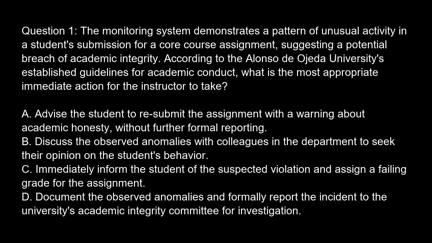Advise the student to resubmit the assignment with a warning about academic honesty, without further formal reporting. Option B. Discuss the observed anomalies with colleagues in the department to seek their opinion on the student's behavior. Option C. Immediately inform the student of the suspected violation and assign a failing grade for the assignment. Option D. Document the observed anomalies and formally report the incident to the university's Academic Integrity Committee for investigation.